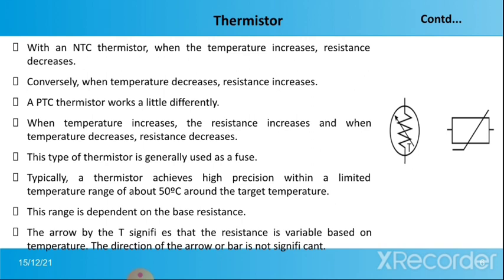Typically, a thermistor achieves high precision within a limited temperature range of about 50 degrees centigrade around the target temperature. This range is dependent on the base temperature resistance. The arrow by the T signifies that the resistance is variable based on the temperature. Here the direction of the arrow or bar is not significant.